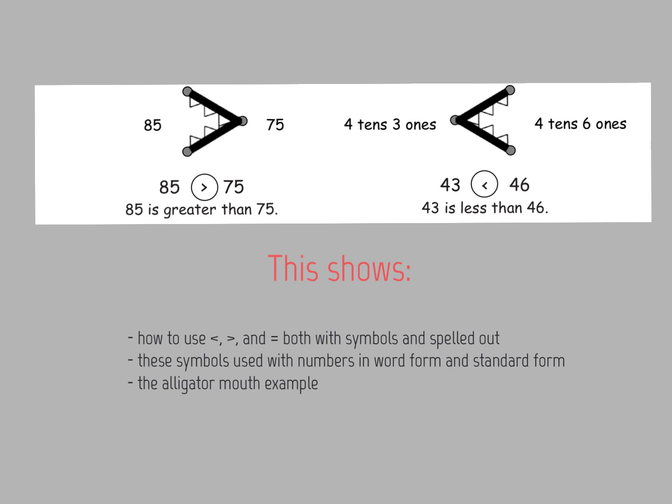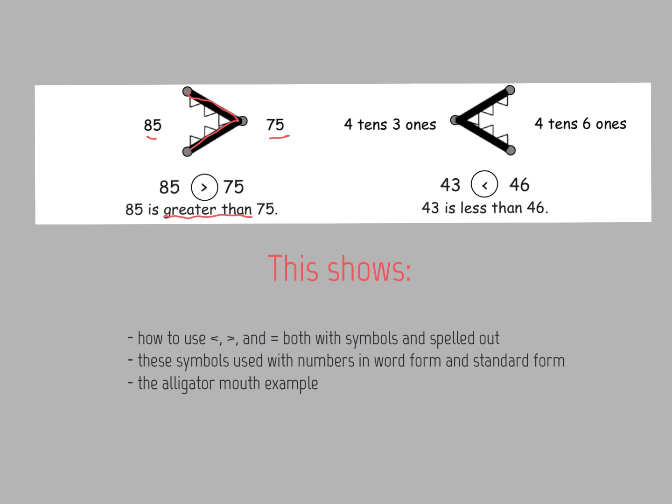So now this shows how to use greater than, less than, and equal to symbols with both their symbols and spelled out. And then these symbols we use with numbers in word form and standard form, and it shows the alligator mouth example, which we'll get to next. So here we see the numbers 85 and 75. With these two numbers, we know that 85 is bigger than 75, so we would make the alligator mouth open towards the 85, showing that 85 is greater than 75, and that's that in word form.